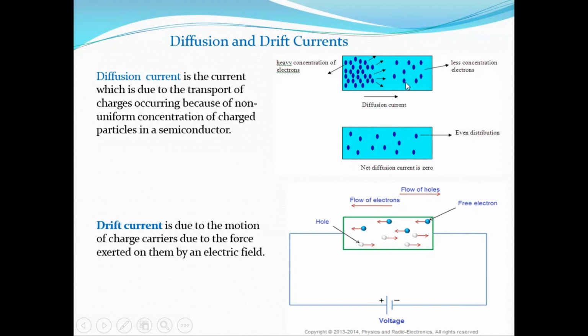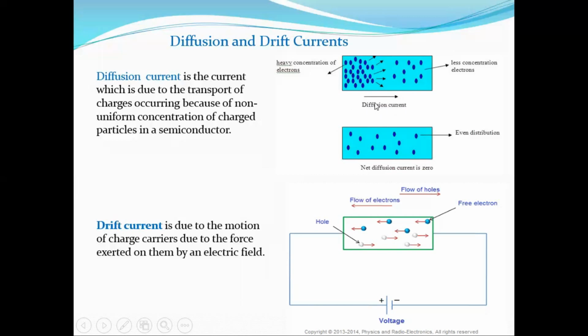Because of that concentration difference between these two sides, there is a flow of electrons from the higher concentration region to the low concentration region. This process of movement of electrons is called the diffusion of electrons. Since the flow of electrons is a current, this flow from high concentration to low concentration gives rise to what is called the diffusion current.